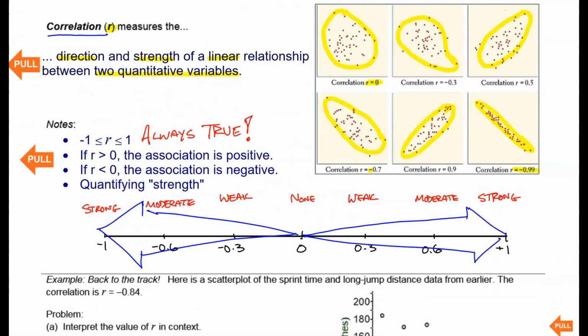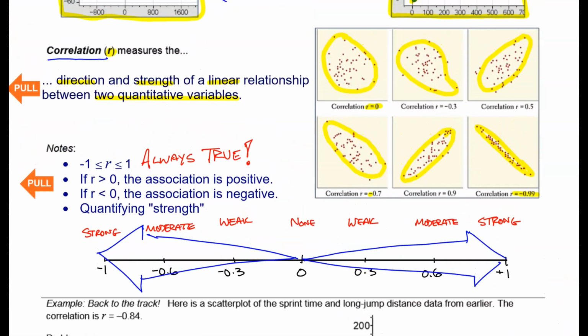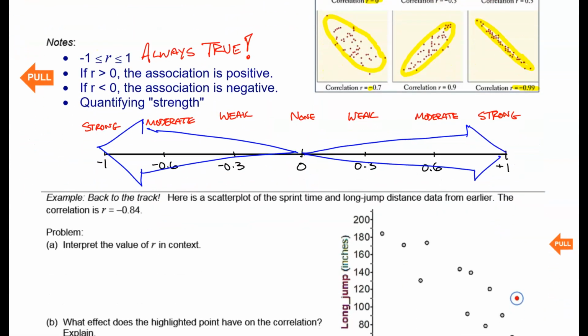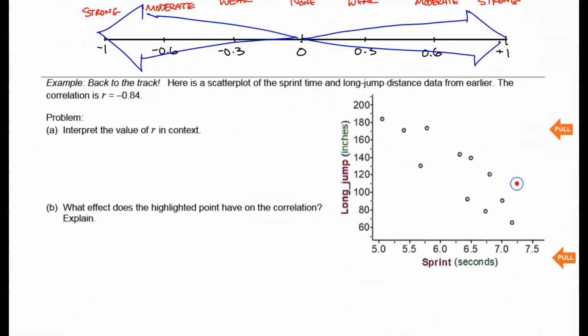Okay, so let's go and put some context to this correlation R. Now, by the way, sometimes R is called the correlation coefficient. I will typically refer to it just as correlation, but you may hear others refer to it as the correlation coefficient. Okay, so this example is back to the track. Here's the scatter plot of the sprint time and long jump distance data from the previous problem. The correlation for this is R equals negative 0.84. Part A of the problem asks us to interpret the value of R in context.